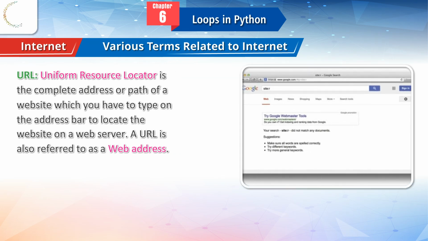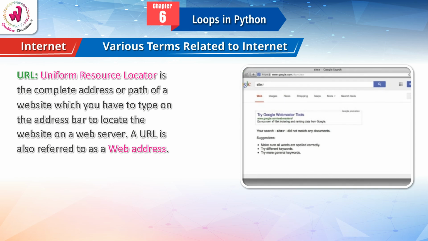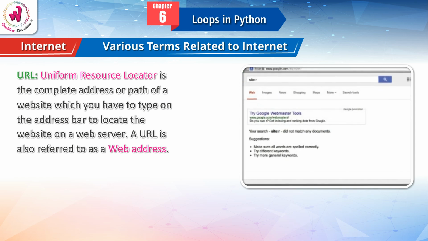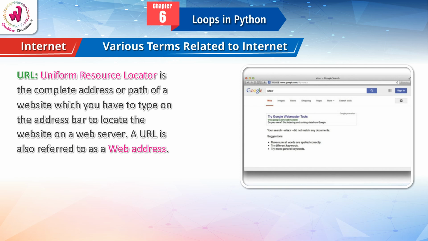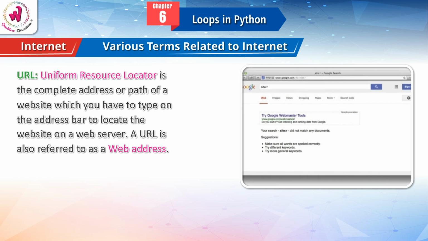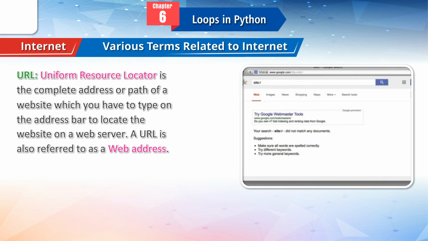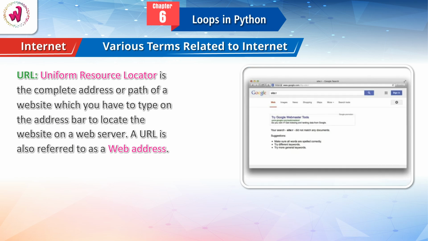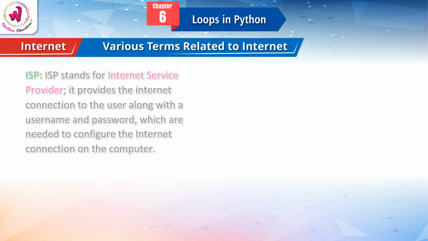URL, Uniform Resource Locator, is the complete address or path of a website which you have to type on the address bar to locate the website on a web server. A URL is also referred to as a web address.